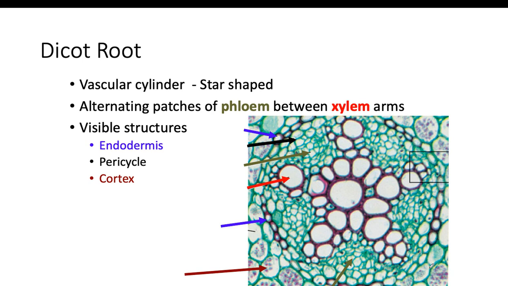Again, we want to look at the microscopy of that, so I've tried to label it for you. In the star-shaped vascular cylinder, what you have are alternating patches of xylem and phloem. The phloem is in green, if you can tell that. So phloem, phloem. The xylem arms: xylem, xylem, xylem, xylem.